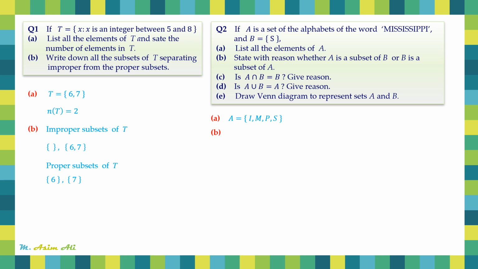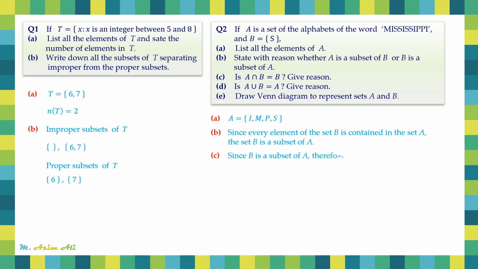Then in part B, we have to state with the reason whether A is a subset of B or B is a subset of A. The smaller set, which is contained in a bigger set, is called the subset of that bigger set. You can see B being the smaller set, and all of its elements are contained in the bigger set A. B is a subset of A, not A a subset of B. In part C, is A intersection B equal to B? Give reason. Since all of the small set B is contained in A, the common part will be equal to the smaller set B. So we can say that A intersection B is equal to B.